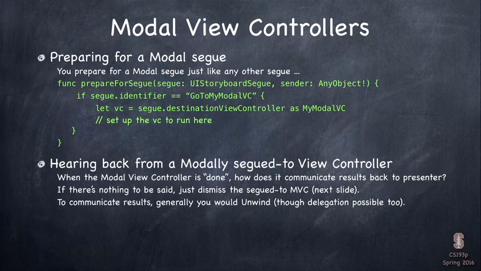And the reason we have to use delegation or unwind or something like that is because when you present a view controller modally, it's part of your view. It's part of the presenting view controller's view. So that thing can't talk back in any way except for those blind structured ways we talked about, like delegation.